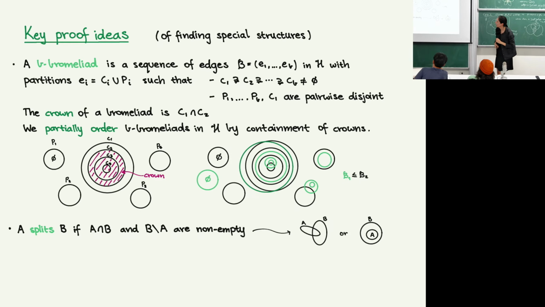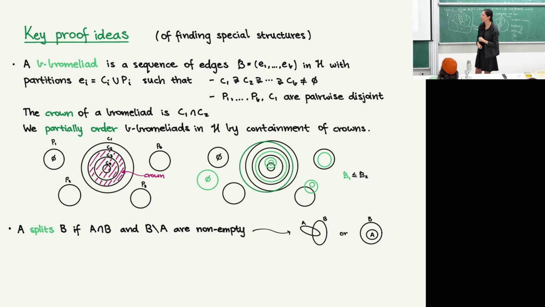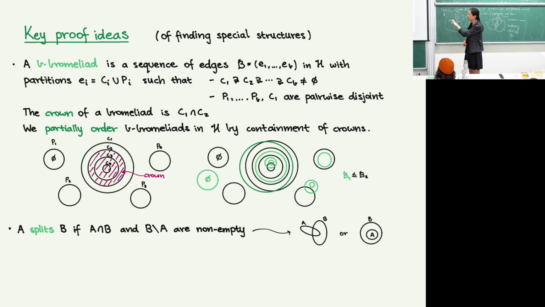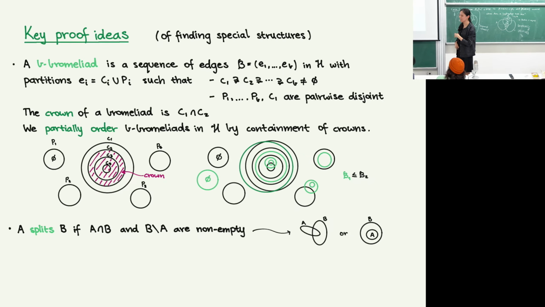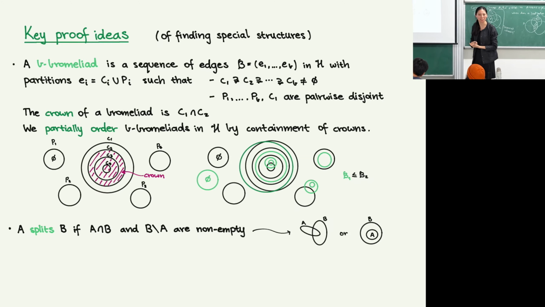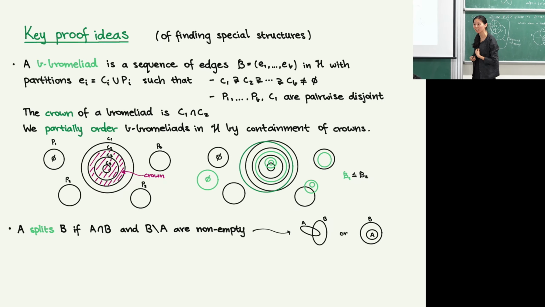Okay, so basically the main step in the proof, which is what I want to show today, is how to find a bromeliad, because it's kind of a very specific structure and we can't extract it directly.